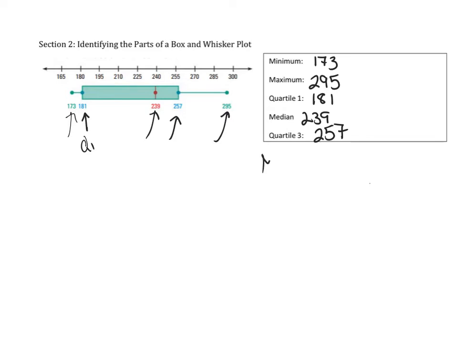And the median is going to be 239. So what about the mean? If I asked you for the mean, what would you tell me? Well, in this data, you can't find the mean. So there's not enough information to find the mean in this problem.